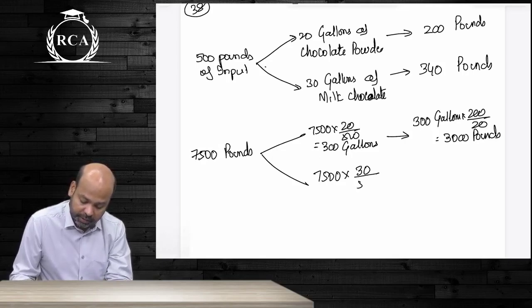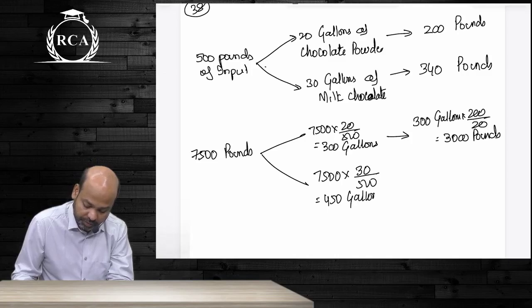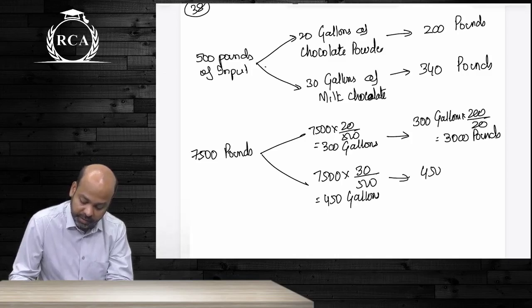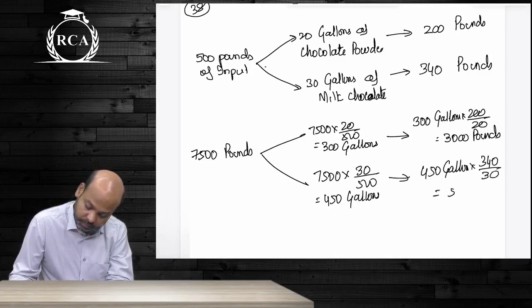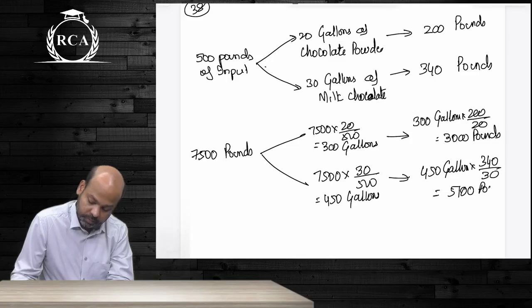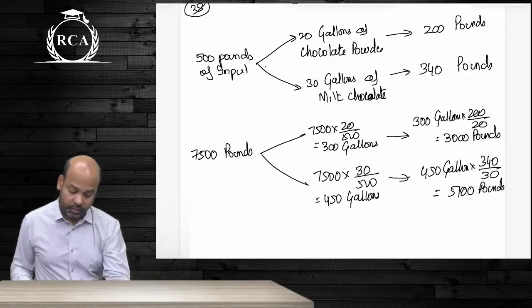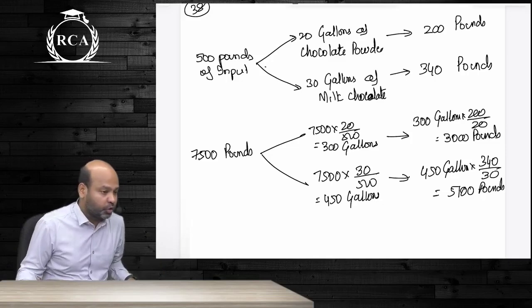7,500 into 30 divided by 500. How many gallons of the second product? 450 gallons. And this 450 gallons should become how much? Into 340 pounds by 30 gallons. 5,100. I have the input output ratio.